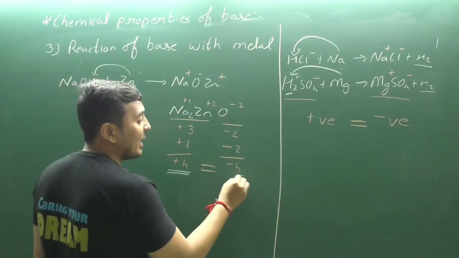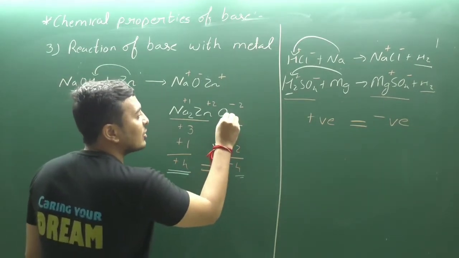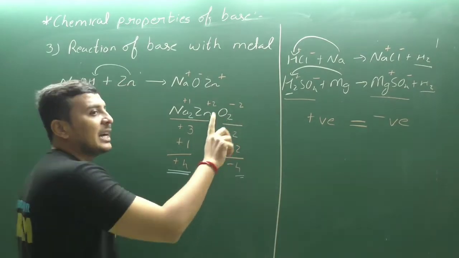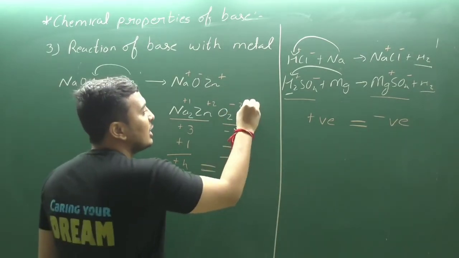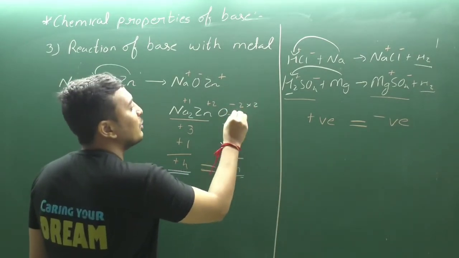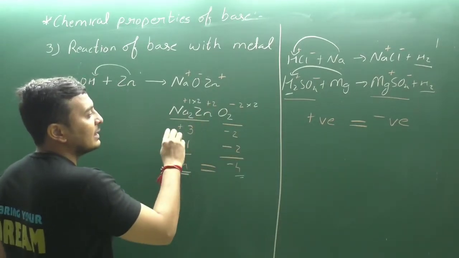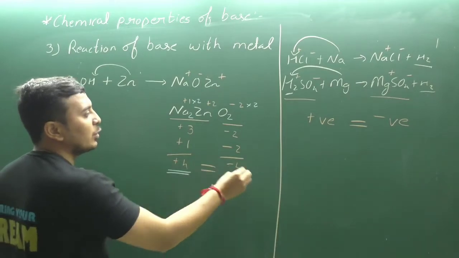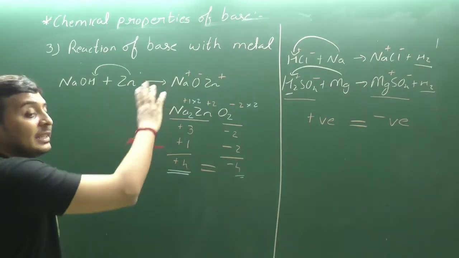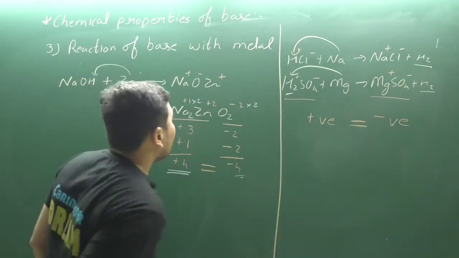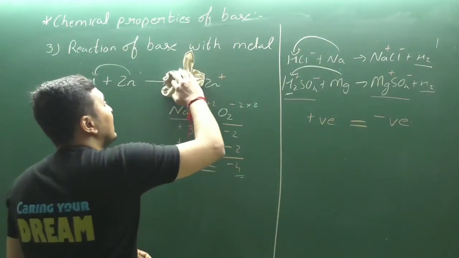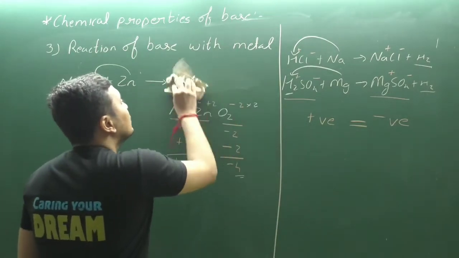Now, how to make the minus 4 charge? I can double the oxygen. If I double the oxygen, the charge of 1 oxygen is minus 2. So, the charge of 2 oxygen will be 2 into minus 2, that is minus 4. Here plus 1 into 2. Clear? So, the total charge is plus 4, minus 4, and finally the chemical formula.